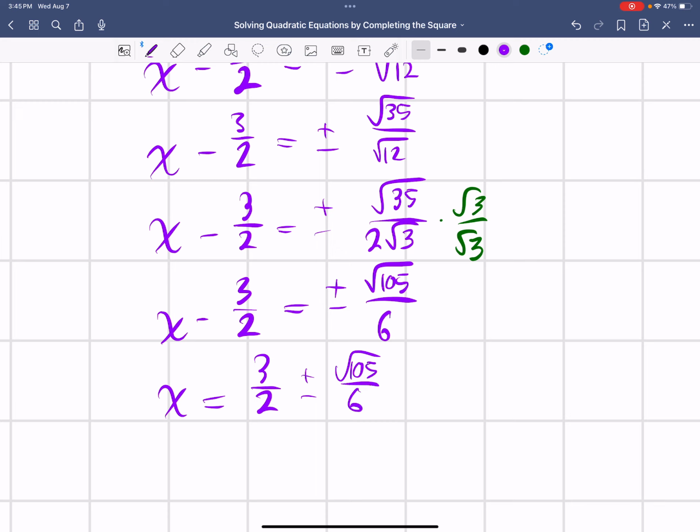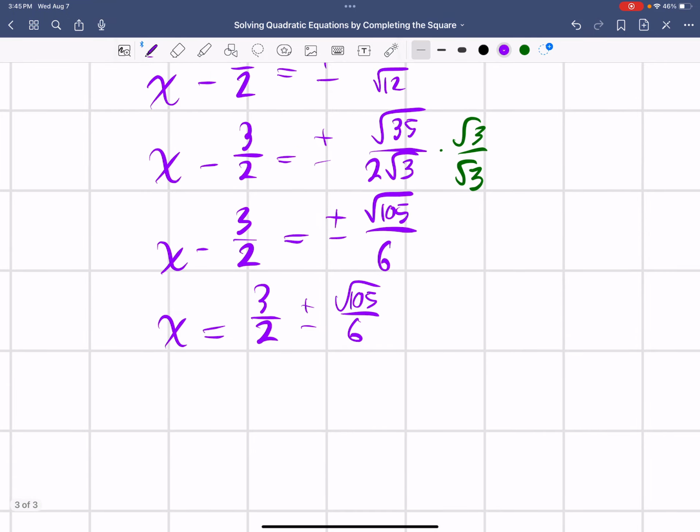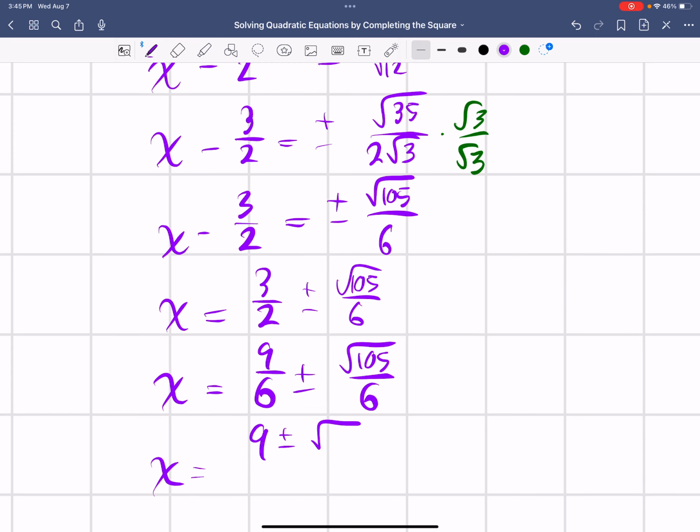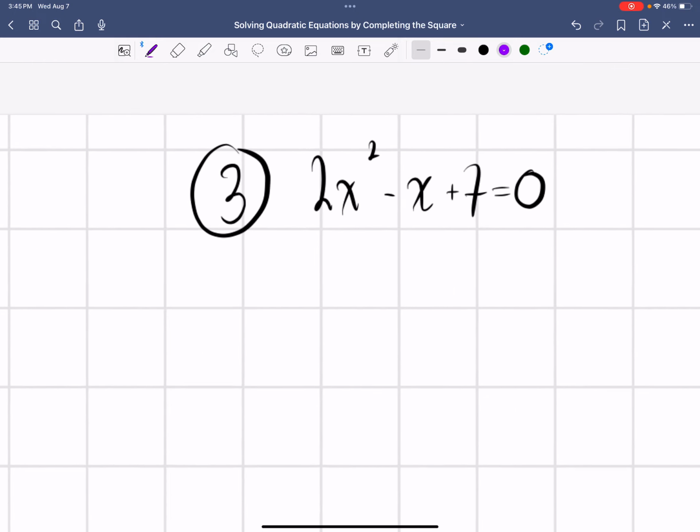I suppose if you wanted, you could find a common denominator here and combine these terms. Not necessarily necessary, but why not? Let's change 3 halves to 9/6 plus or minus root 105 over 6, and then we can combine these terms to get 9 plus or minus root 105 over 6. Why not? All right, one more problem.